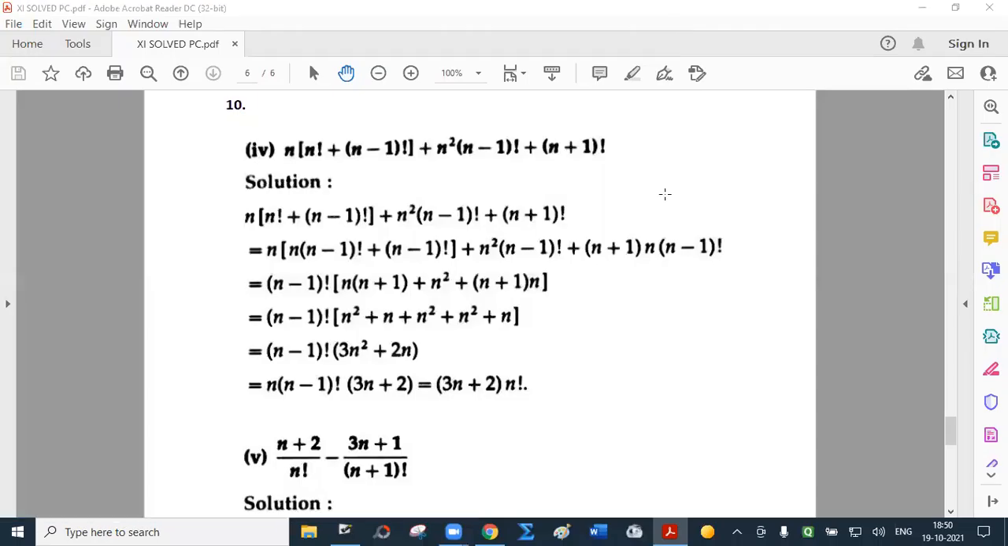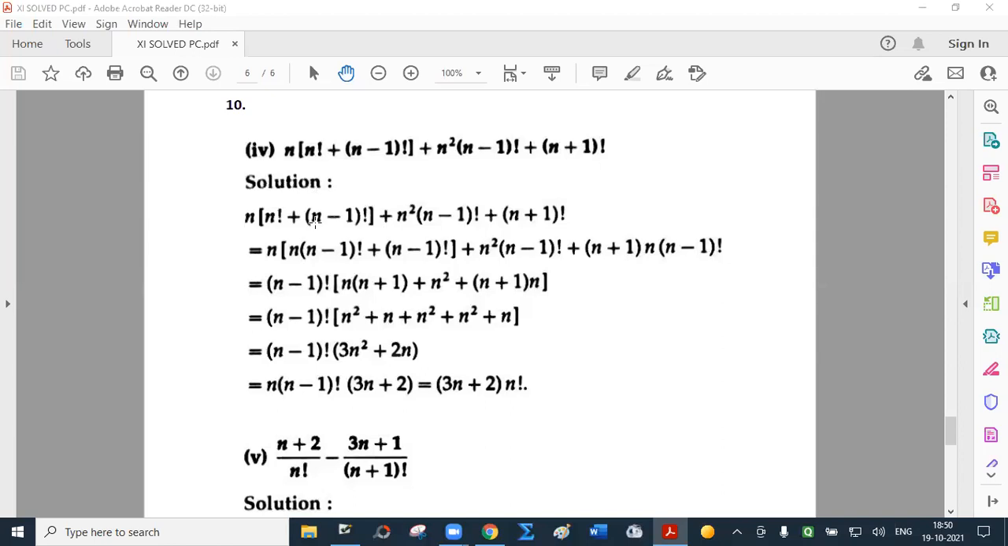10th one, we are asked to simplify. First, second, third, these are simple ones. If you want, I'll tell you the answers also. The answer for the first one is 2n plus 1 into 2n plus 2. For the second, n plus 3 upon n minus 2. And for the third, it is minus, in bracket, n plus 1 upon n into n minus 2 factorial. Okay.